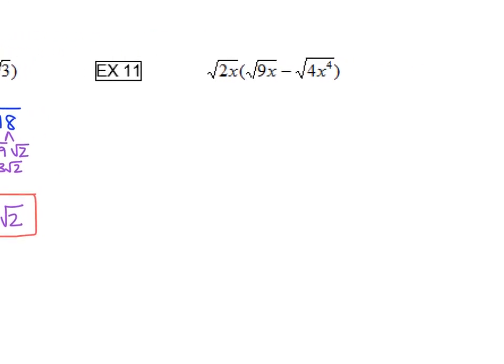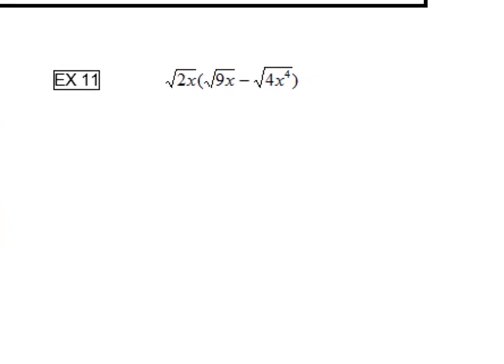Alright, one more example. Oh, this one has some variables, so that'll just make it a little bit more fun, don't you think? Alright, so we're going to do our distributing. Here's a radical times a radical, so we can multiply everything inside. 9 times 2 is 18. X times x is x squared. Multiply to this one, so minus radical times radical. Go ahead and multiply everything. We have 8x to the 5th. Alright, so let's see what happens when we reduce these.